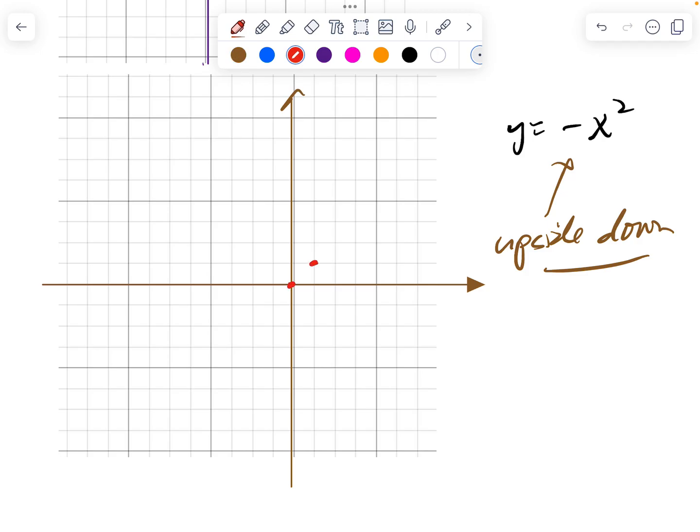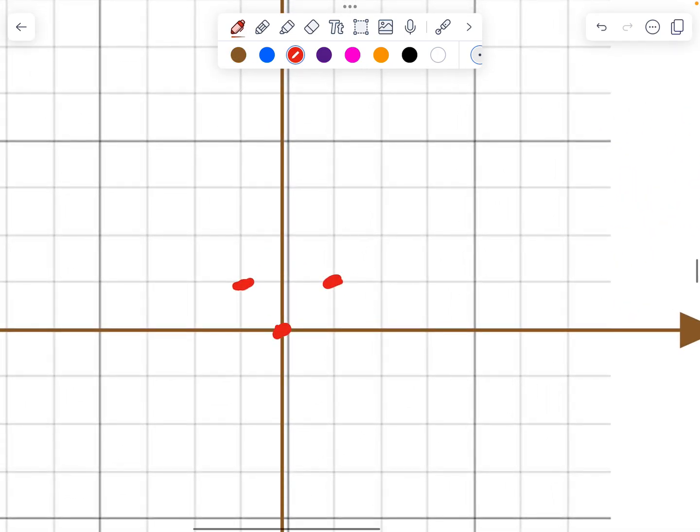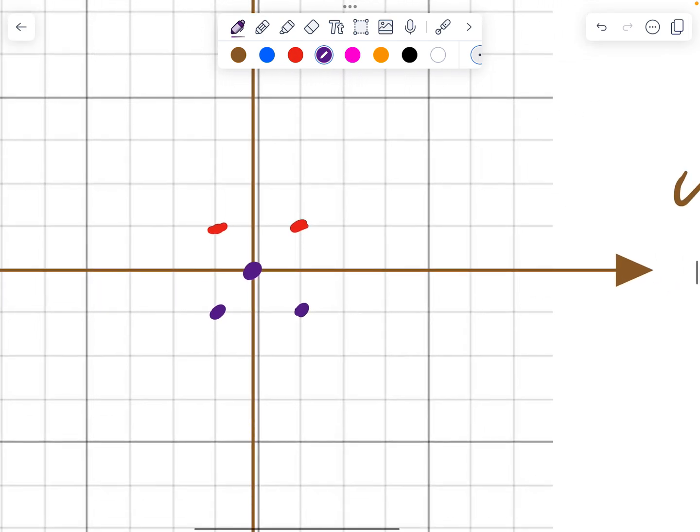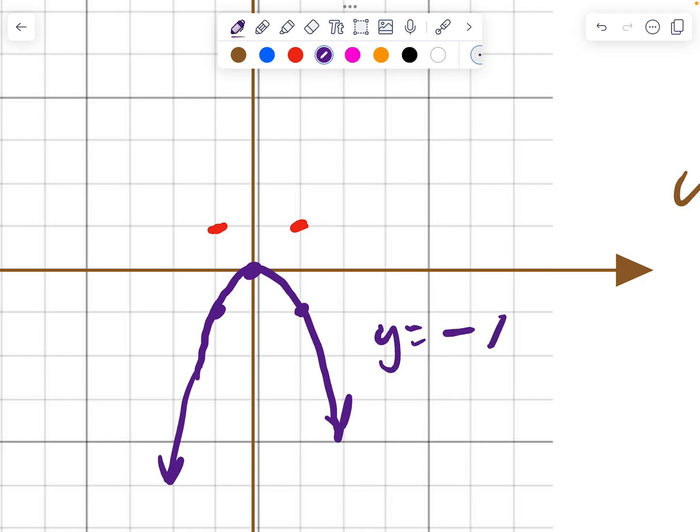Regular old x squared has those 3 easy points. If we turn it upside down, they look like so. And now it doesn't really look like the letter U because it's upside down. It's an upside down U. But y equals negative x squared has that general pattern. 3 easy points and the pattern is enough.